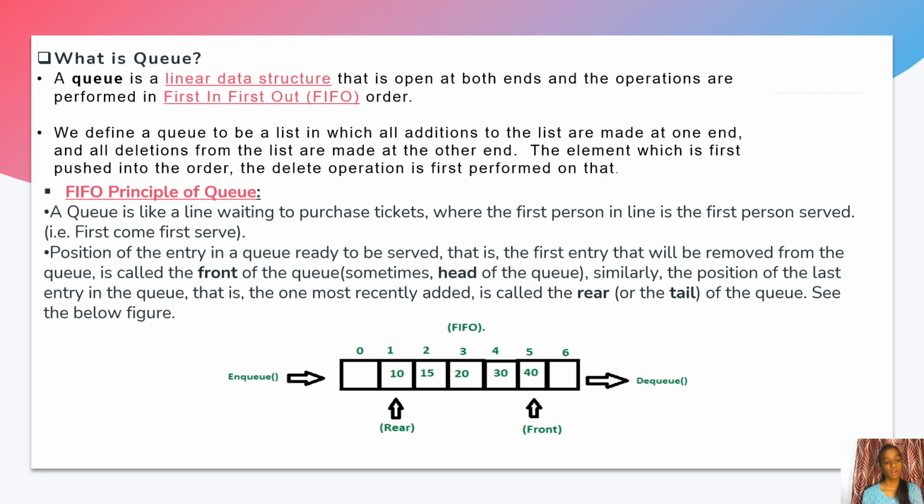We'll see what is the FIFO principle in use. It is like a line waiting to purchase tickets, where the first person in the line is the first person served. The position of the entry in the queue that is ready to be served, the first entry to be removed from the queue, is called the front of the queue. Similarly, the position of the most recently added entry is called the rear of the queue. So this is the example given below.